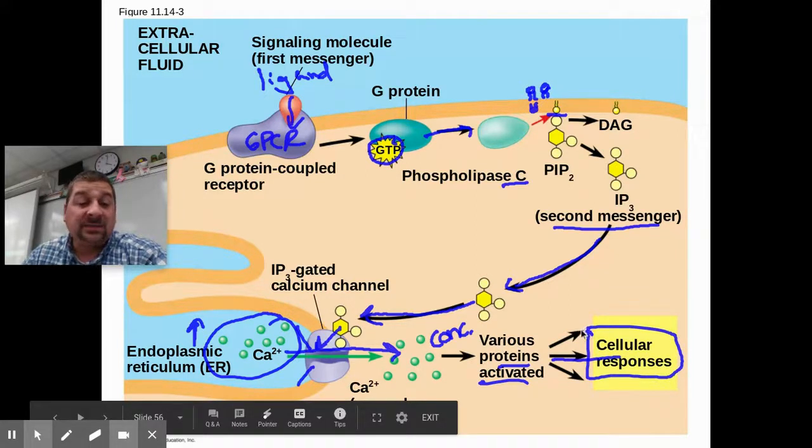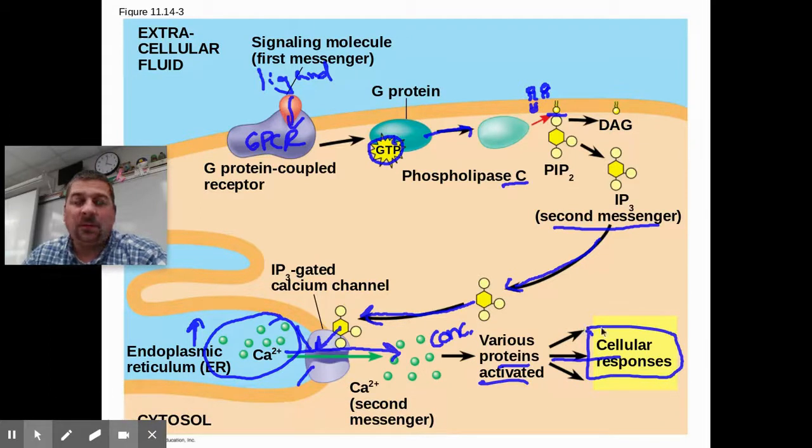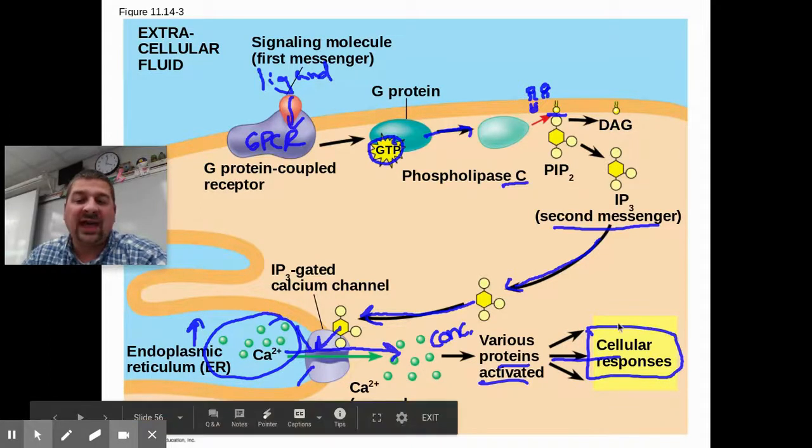In our next video, in part 5, we want to look at what these cellular responses are. What are some of the typical cellular responses that happen at the end of a signal transduction pathway?